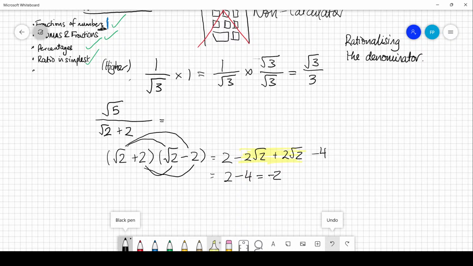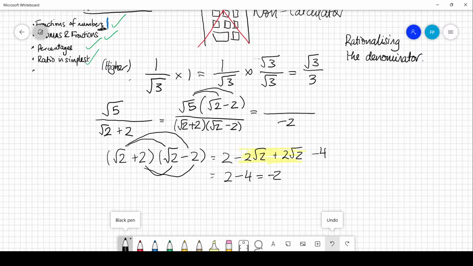So going back to our fraction, if we use this bit of information we've realized, we will get the square root of 5 times the square root of 2 minus 2, over the square root of 2 plus 2 times the square root of 2 minus 2. Then you will get on the bottom minus 2, and on the top we will multiply out the brackets. So we'll get the square root of 10 minus 2 root 5.